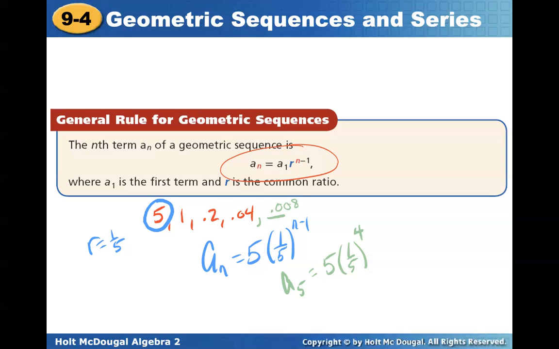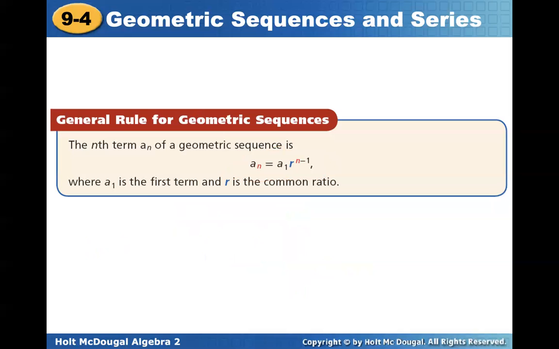Questions on that? Now, another thing, just in case you don't want to work with fractions, our ratio we could also write as 0.2. Same thing, doesn't matter. If you want to write it as a decimal, that's fine, if it's an exact number. Fractions might be better if it's not a precise number. If it was 0.3 repeating, you'd want to use 1/3.